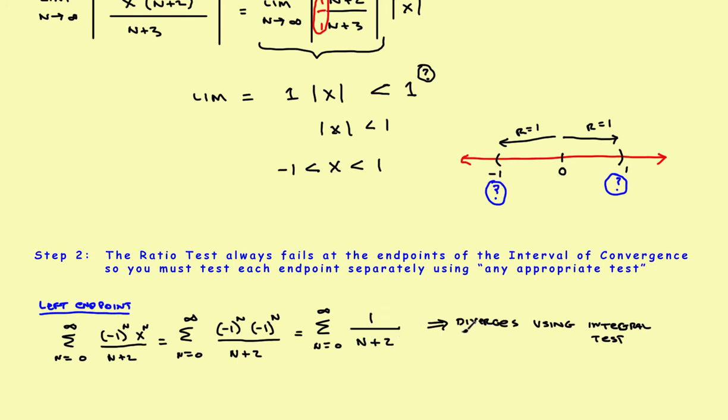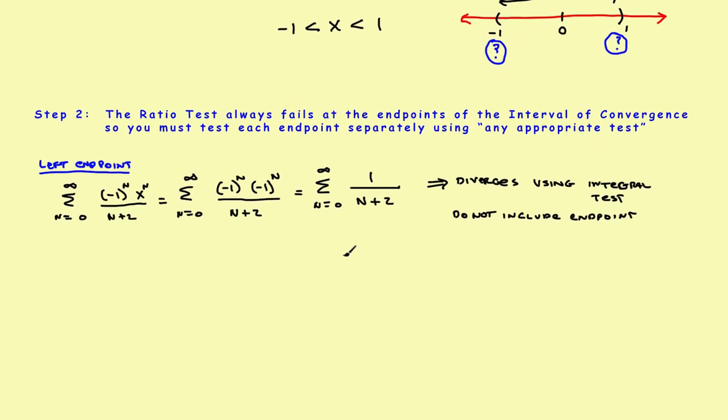So if this thing diverges, remember, if it diverges, that means that you do not include the endpoint. So do not include the endpoint, which means that this left endpoint is going to be open. So now we'll test the right endpoint. So we'll go down here to the right endpoint.